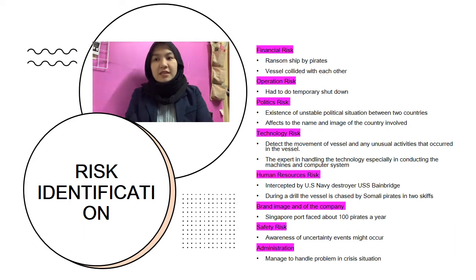And then safety risk. Under safety risk, we have awareness of uncertain events that might occur. And then the last one is administration risk. Under this administration risk, we have managing to handle problems in a crisis situation. So I pass to the next presenter.